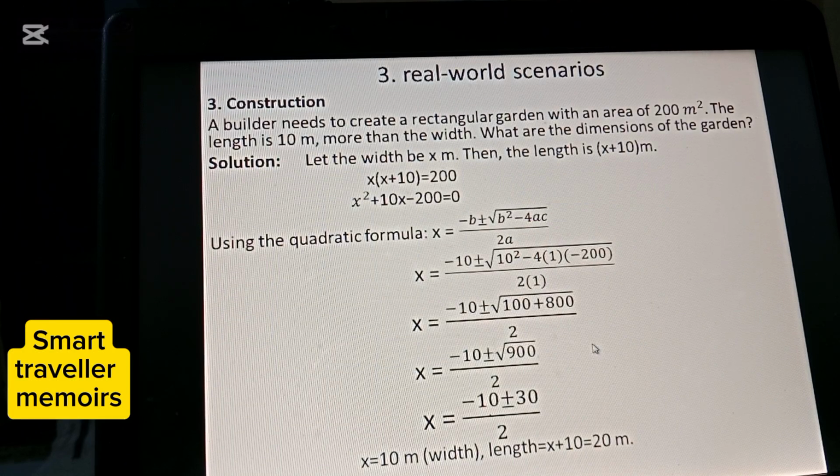Construction: a builder needs to create a rectangular garden with an area of 200 meters squared. The length is 10 meters more than the width. What are the dimensions of the garden? Solution: let the width be x meters, then the length is x plus 10 meters. So x times (x plus 10) is equal to 200. You form a quadratic equation: x squared plus 10x minus 200 is equal to 0. Use the formula and you get your answer as x is 10 meters, that is the width, and the length is x plus 10, which is 20 meters.